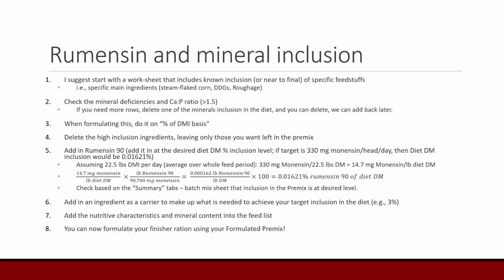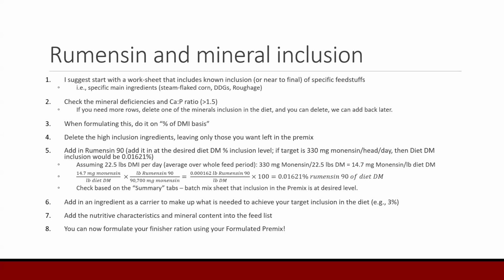Okay. After you've formulated your full ration, you delete out the ingredients that you don't want left in your premix. As long as those ratios of those micro ingredients don't change, what's going to be left is the ingredients that are going to compose your premix. Then I would add Rumensin 90 or whatever other feed additives we want to bring in. Okay. You will have to calculate the inclusions of these by hand. No real easy way to do it in the calculator. So you're going to calculate these inclusions by hand.